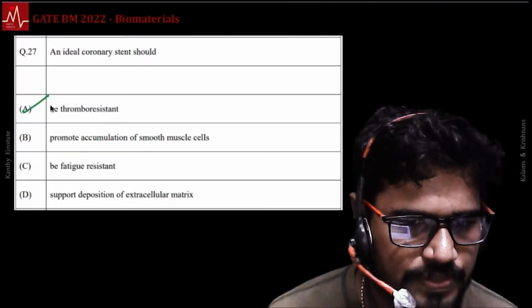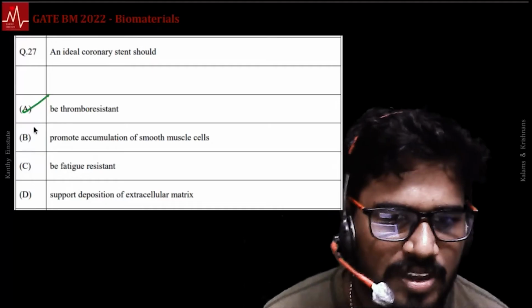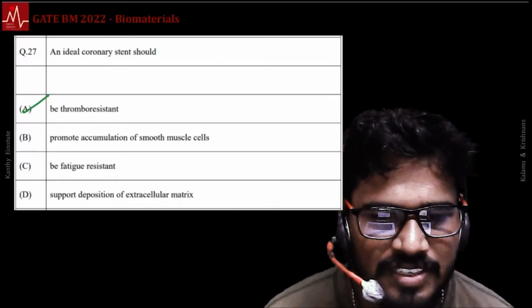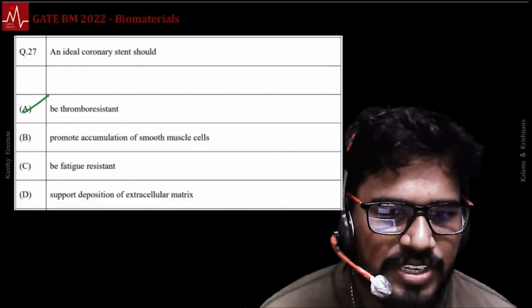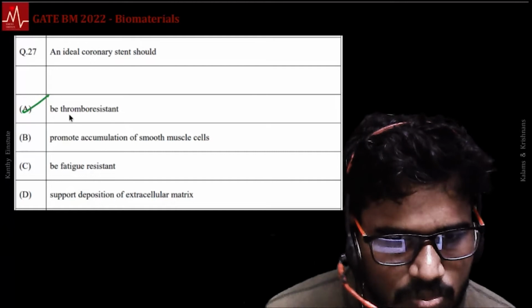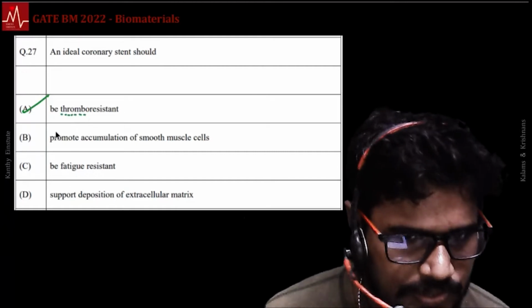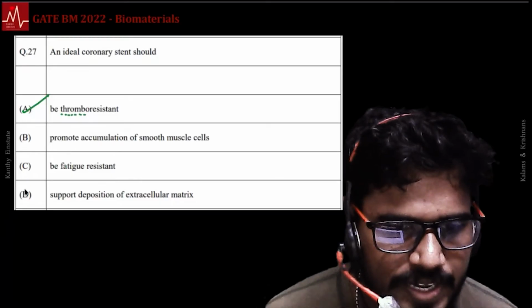Clotting, of course. The point of putting a stent, typically, is that there is a plaque that ruptured and partially or fully obstructed the vessel, right? Or there is stenosis. It should be thrombo-resistant. It should be clot-resistant. Fine, that's what you want. I'll come to B and D in a moment.